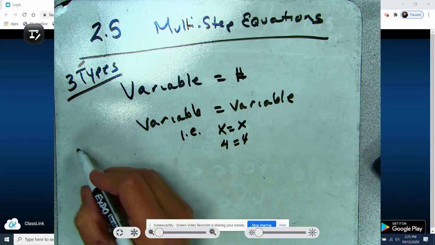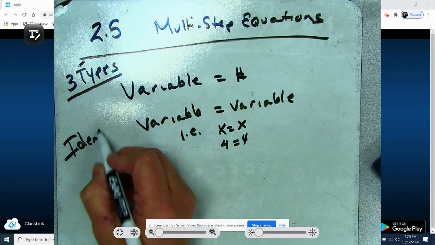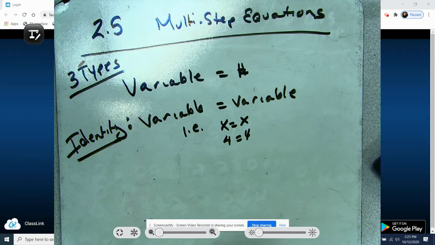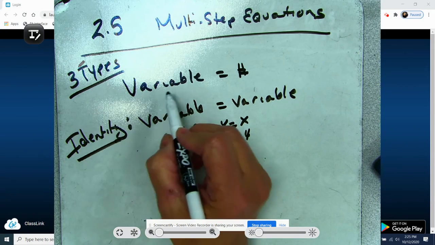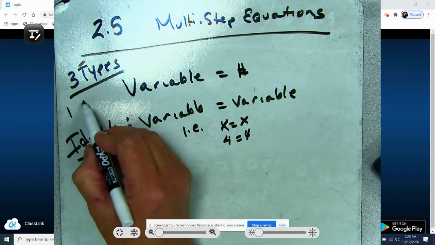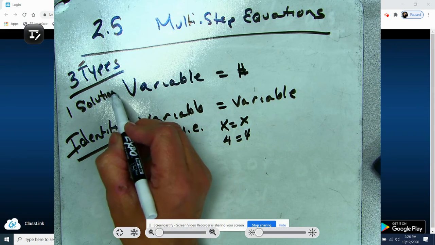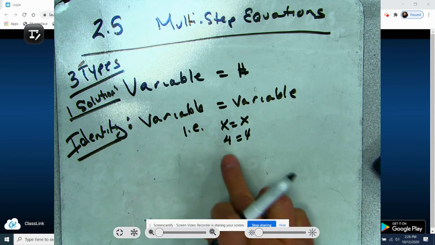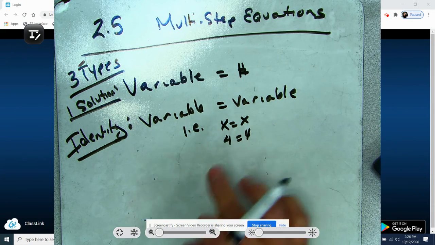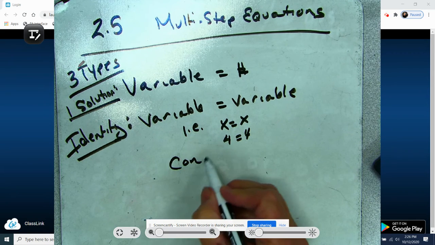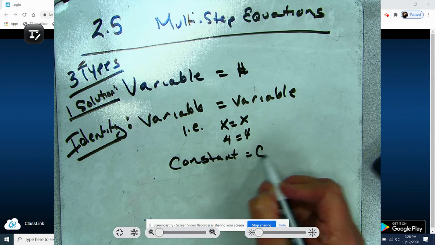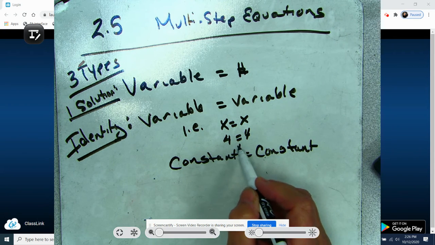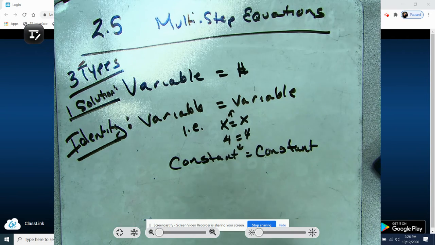This is known as identity. You guys look this word up. It was part of your definitions, and now you need to know why. So this is identity. This up here, when you have a variable equals a number, this has got one solution. One solution, x equals a specific number. With identity, 4 equals 4, x equals x, constant equals constant. So that's what this is, and that this is variable equals variable.